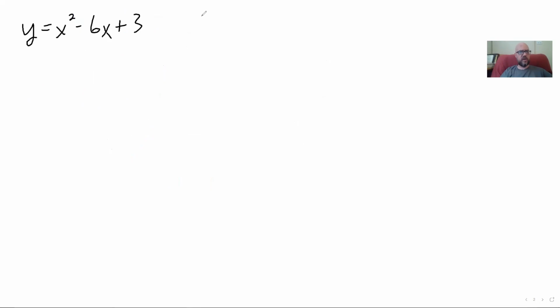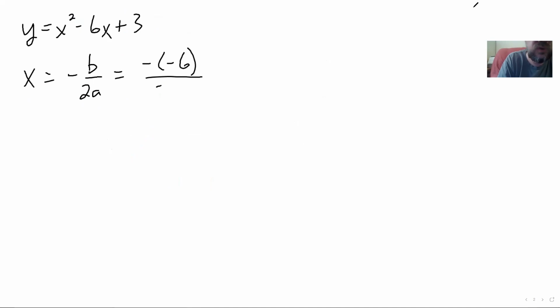Here's the first example. I want to graph that. I'm going to start by finding the vertex. The formula is x equals minus b over 2a. Well, a is 1, b is negative 6, and do watch the sign. So this is minus negative 6 over 2 times 1, which is 6 over 2, which is 3.